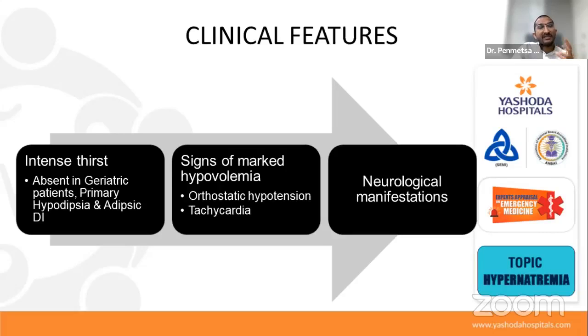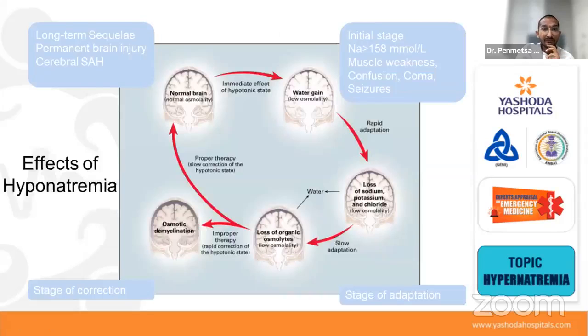hypernatremia. They would have lost water through burns, heat stroke, and in a pediatric hospital, inadequately breastfed neonates. These are the group of patients. GI losses, as discussed: osmotic diarrhea, those people with vomiting, nasogastric drainage, and recently, if someone has had SGLT2 inhibitors, the new drugs for diabetes, they are prone to develop hypernatremia.